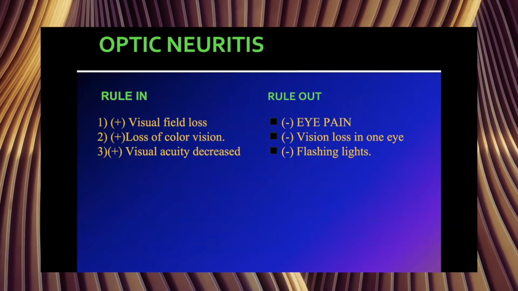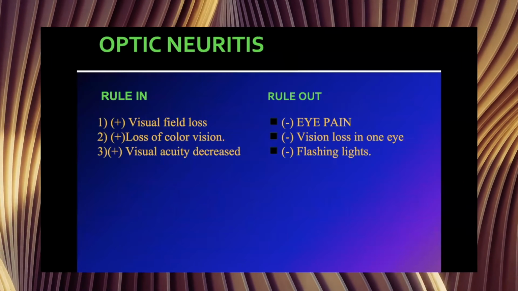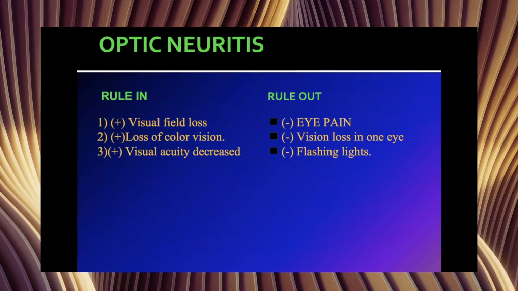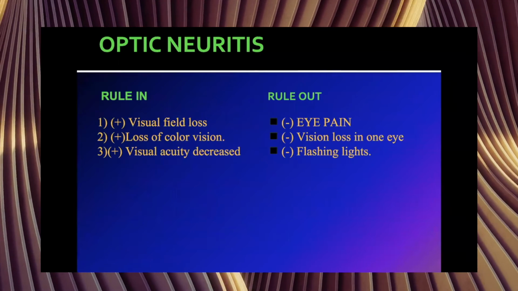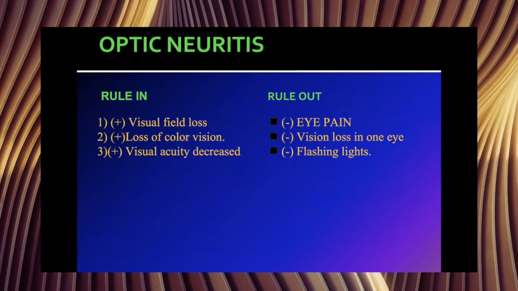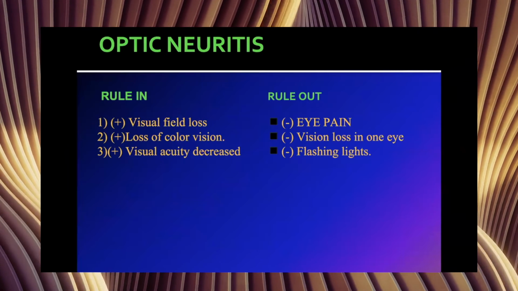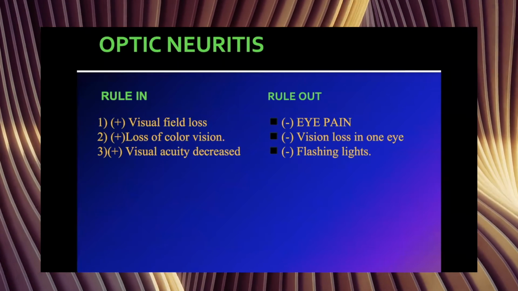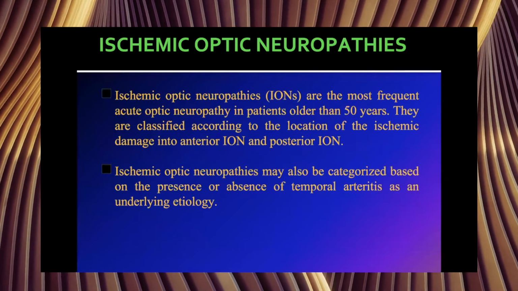And the rulings and rule outs for our optic neuritis is, the rulings are loss in visual field, loss of color vision, visual acuity is decreased in our patient, and the rule outs of this condition are, there is no eye pain seen in the patient, and there is no complete vision loss in one eye, and there were no flashing of the light in the eye.